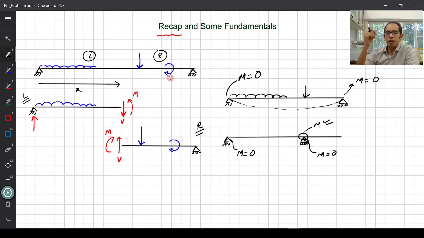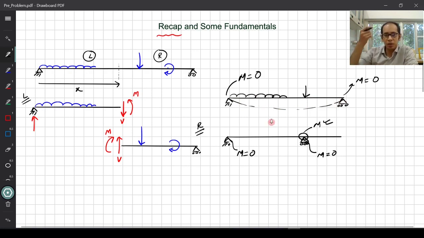Now, a third fundamental thing to make a note of, before moving on to the last thing which I was about to tell you. Remember that although because of this applied loading, you will not have a moment at this pin end or this roller end over here.